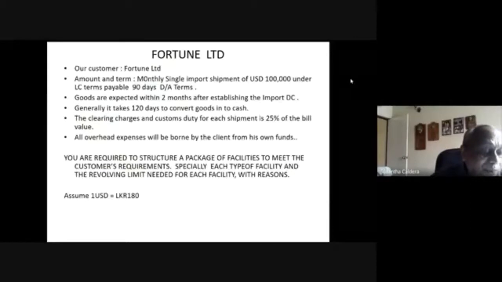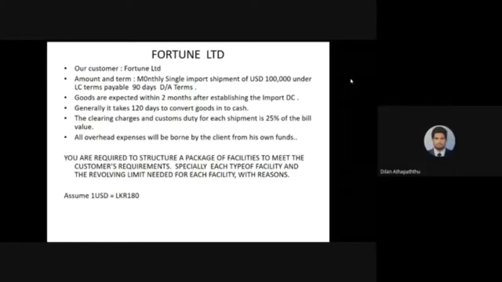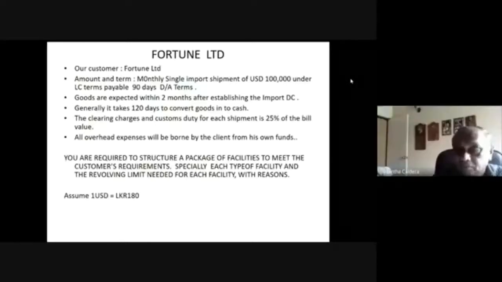We have to do the payment 90 days from the day we have received the bills. But we will get the money from the buyers after selling the goods in the market after 120 days.